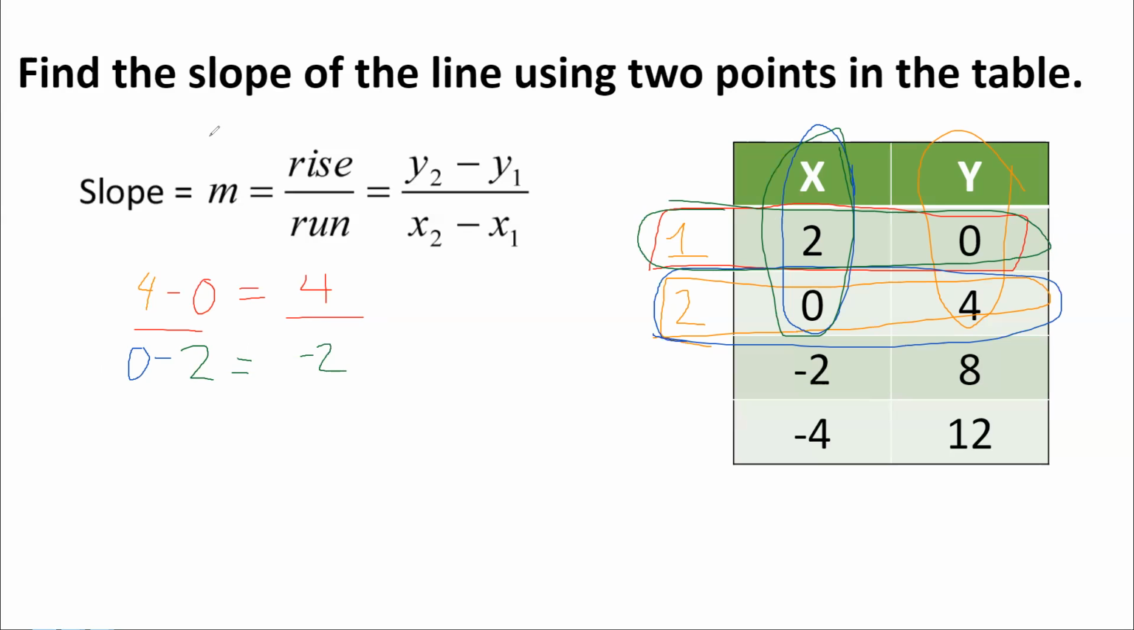Now let's go ahead and simplify this. I know 4 divided by -2 is going to give me a -2. And that's going to be my slope: -2.